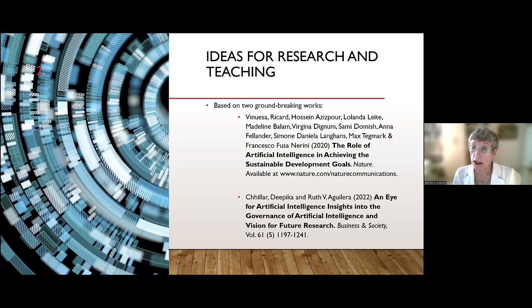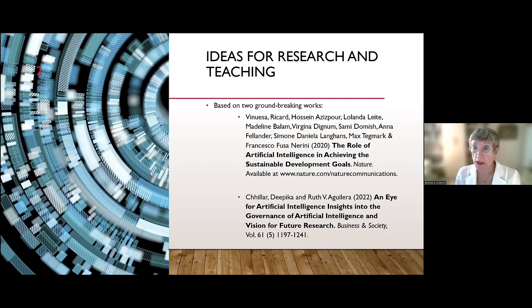The second article was just last year, in 2022. It appeared in Business and Society, and it's about the governance of AI. But the reason I'm pointing it out is that it has an absolutely excellent literature review of how AI is impacting the various SDGs. It also has an excellent section designated as areas for future research. So when one reads these two articles, you become aware of the many different aspects of AI.